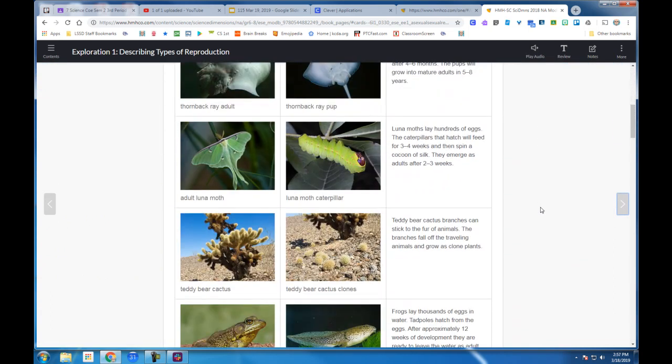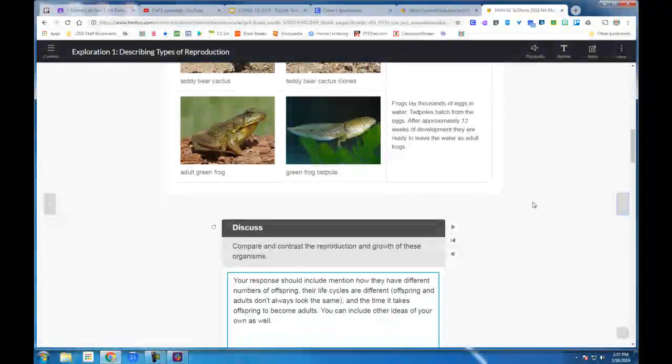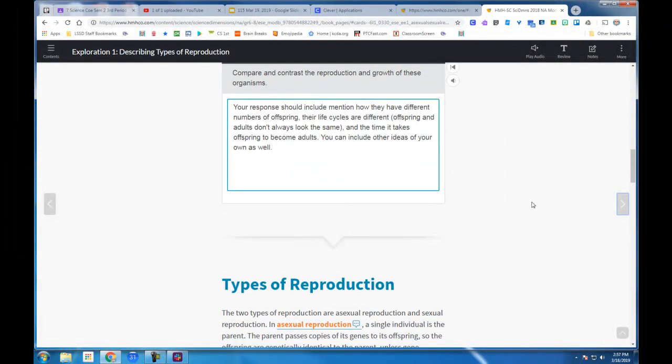Here you have a series of organisms, and they ask you to compare and contrast. Your response should include mentioning how they have different numbers of offspring. They mention that in the descriptions. Their life cycles are different. The offspring and the adults don't always look the same. And the time it takes for offspring to become adults. So you can include these ideas or ideas of your own as well.